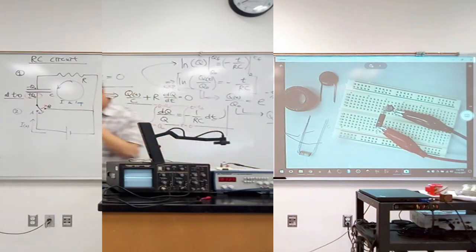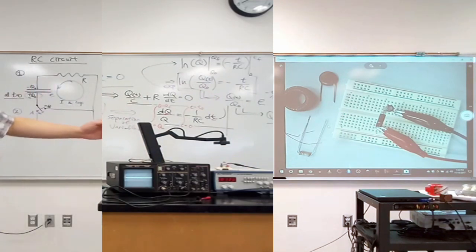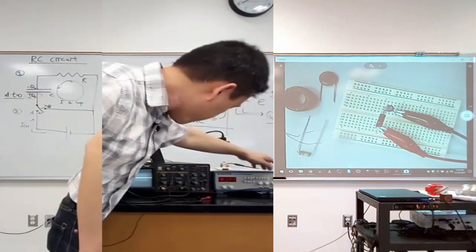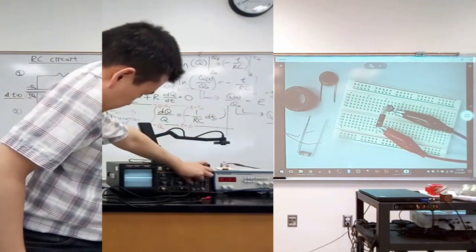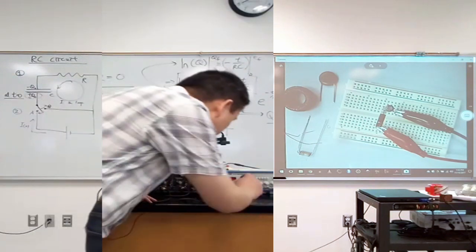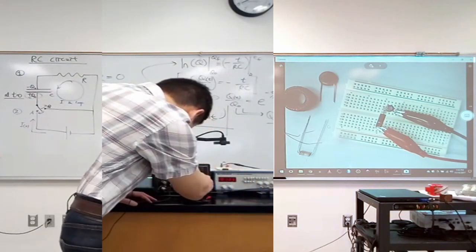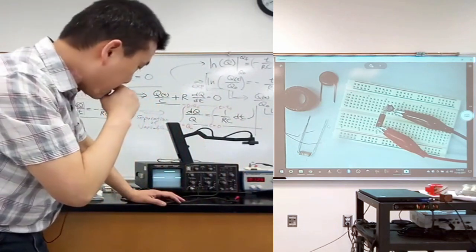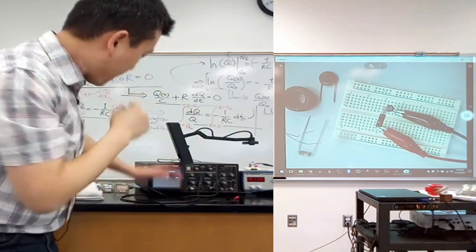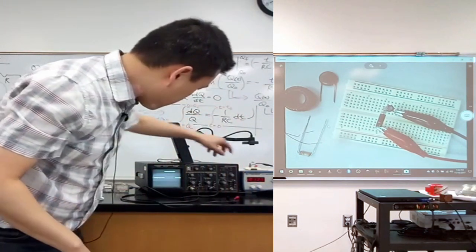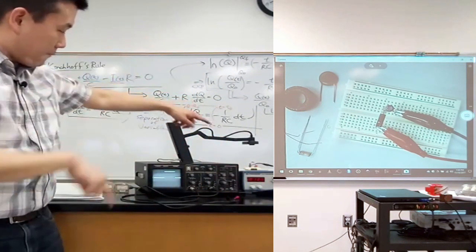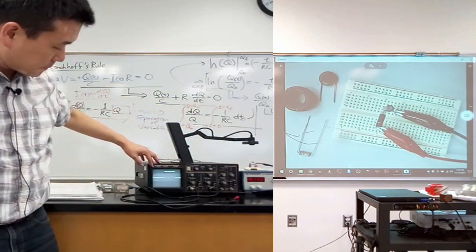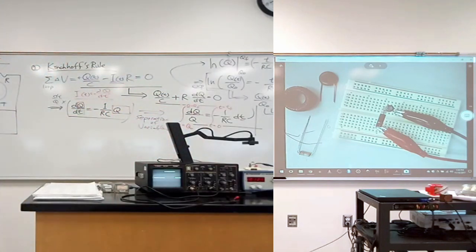So I've connected the function generator. Let me turn it on. Wait, is the time scale right? I'm at too high a frequency probably. Oh, okay, this is about right. Yeah, I think this is about right. So I will switch the camera to that.